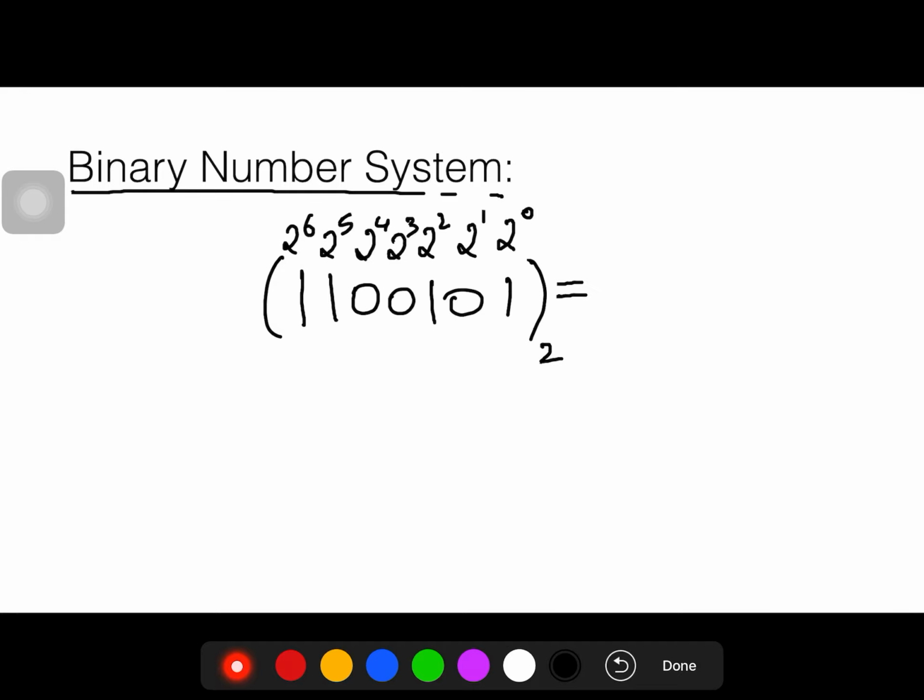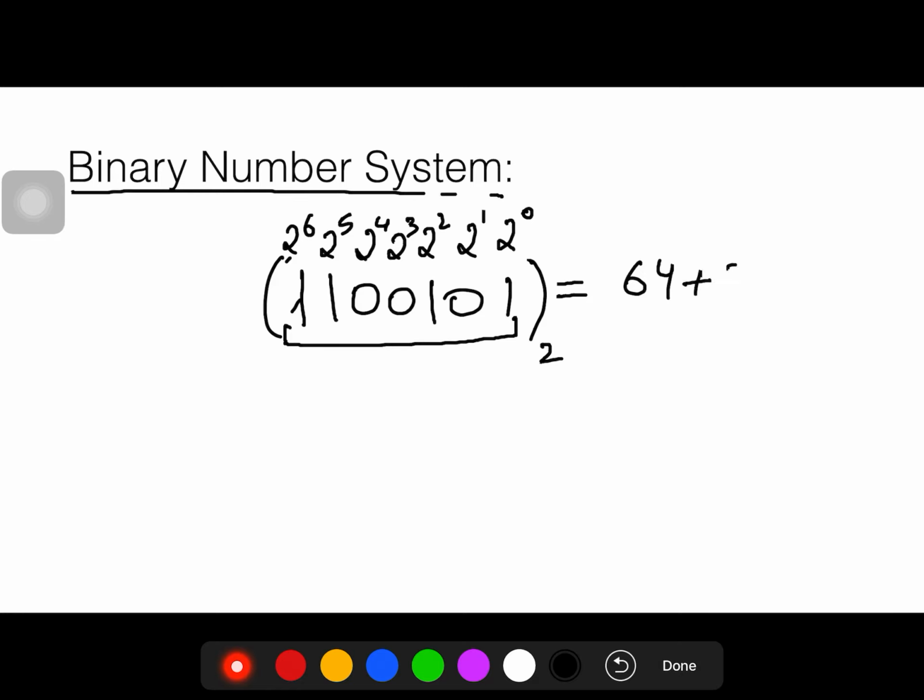Right. Now how to know which number corresponds to this number in decimal? For this we multiply face value by place value.